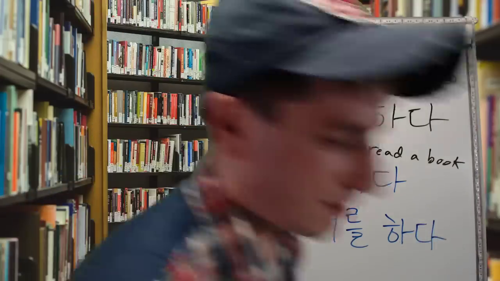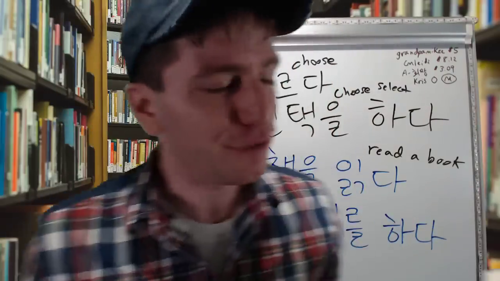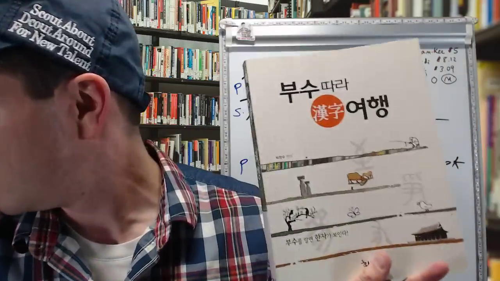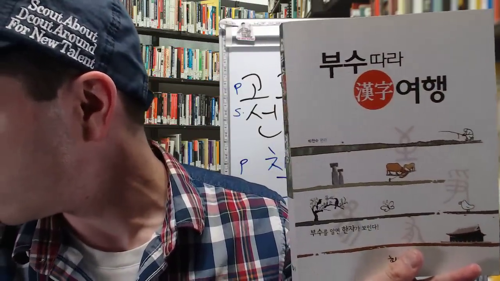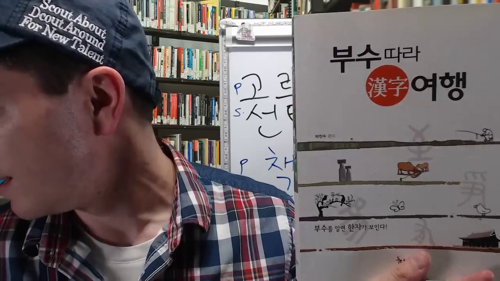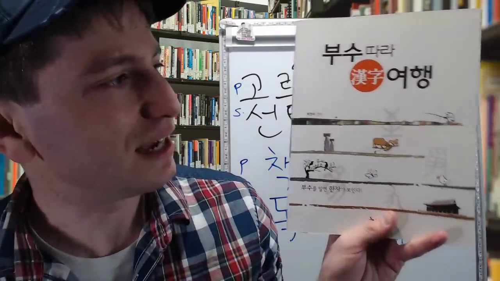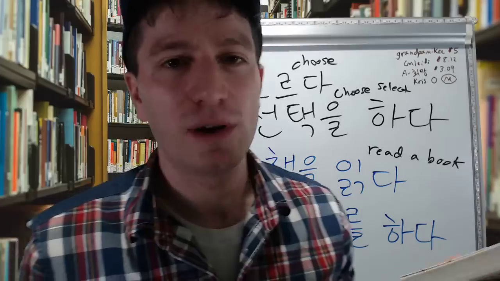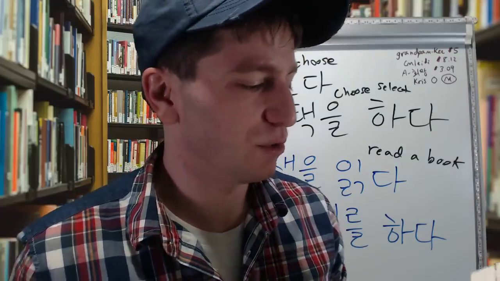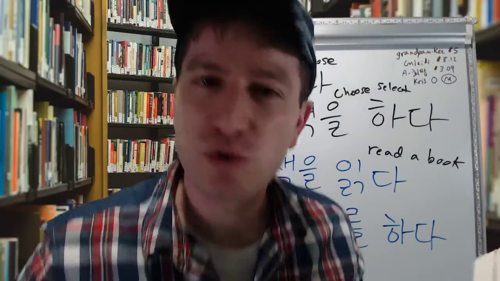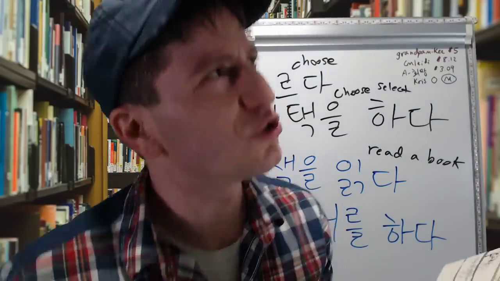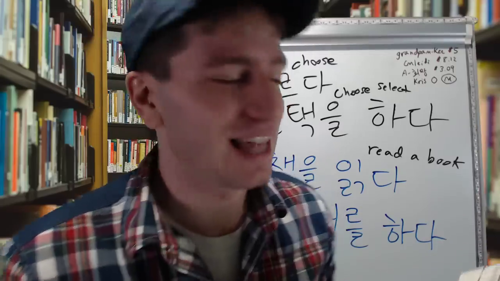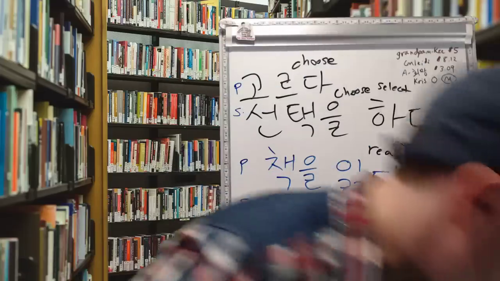Oh, someone asked what was the name of the book? It's not the only book out there, but it's my personal favorite. I just love the way they did it. It's Busu, which means radical. Dara. So following. Hanja Yoheng. So basically like take a trip while learning through radicals. So like a trip in Hanja through radicals. Something like that would be a fun way to translate it. And it's a really cool book.